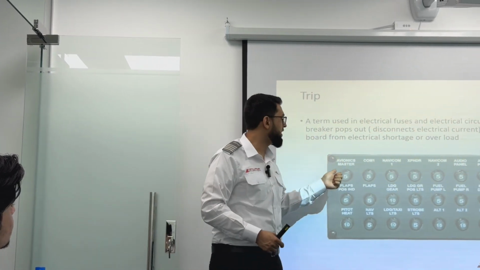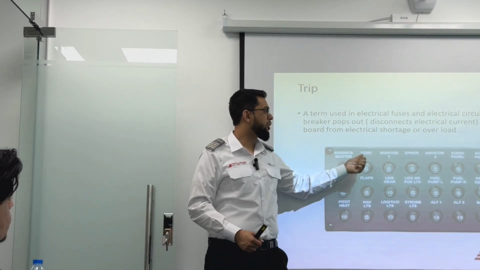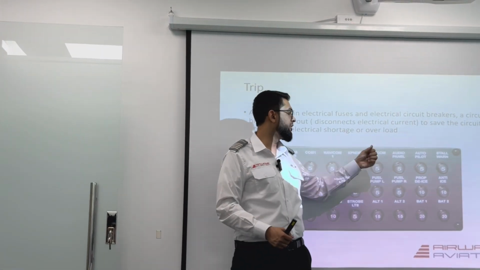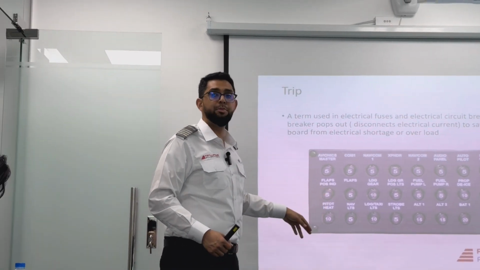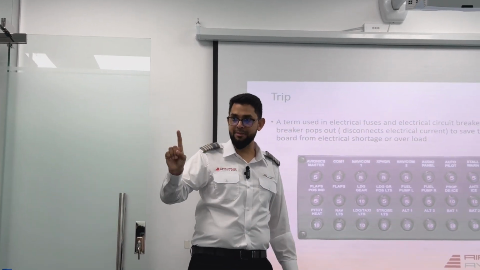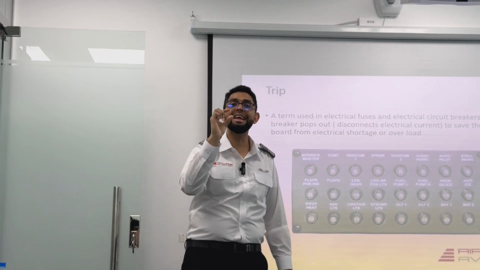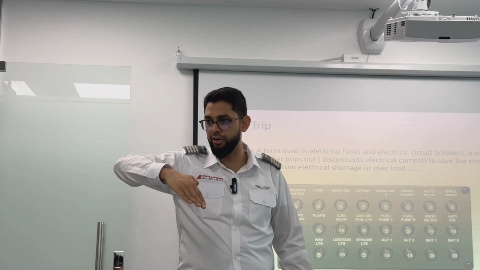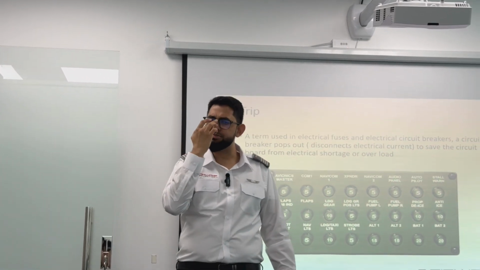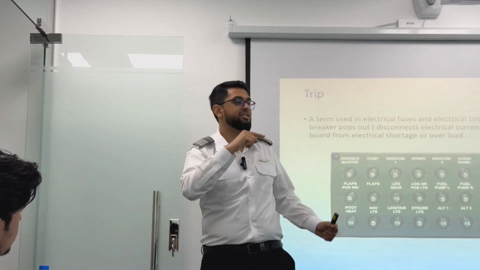If you look at the names here: avionics master, COM 1, navigation 1, transponder, COM 2, audio panel, autopilot, stall warning, flaps position indicator. It's not the flaps. The flaps position indicator is a light or a device which shows you if the flaps are at 10 degrees, 20 or 30 or 40. That indicator is a small light and a device that has a trip.